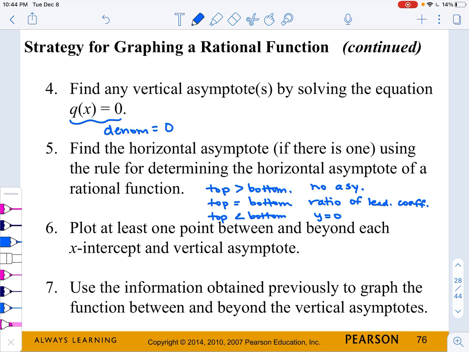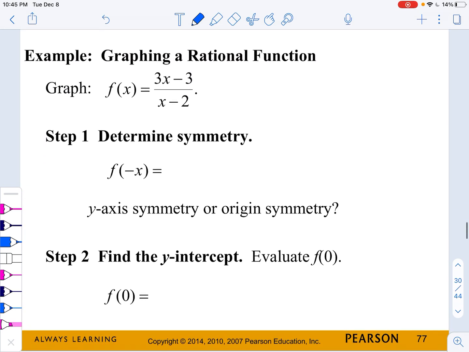Step number 6 says to plot at least one point between and beyond each x-intercept and vertical asymptote. That was kind of where we took those ordered pairs 1, 1 and -1, -1 in the case of the last example, and we were able to shift those to see what was going on with that. And then step number 7 says to use the information obtained previously to graph the function between and beyond the vertical asymptotes. So always make sure, sometimes you might end up with 2 vertical asymptotes. You might also have to find something in the middle, and then looking at those behaviors, to what infinities are they heading towards? Are they going to positive infinity or are they going to negative infinity? We're going to try one.